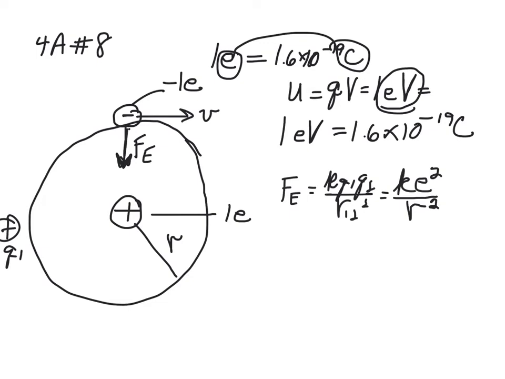And from first semester, we know that when something moves in a circle, it's accelerating because it's changing direction. And so the force has to equal the mass times the acceleration. That's centripetal force. This goes back to first semester. But the acceleration, when it's moving in a circle at constant speed, is v squared over r.